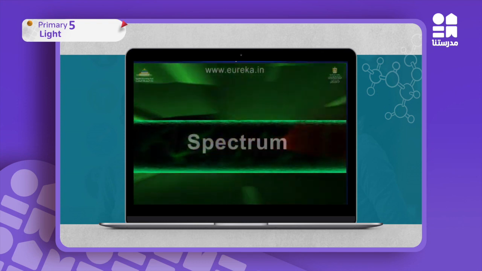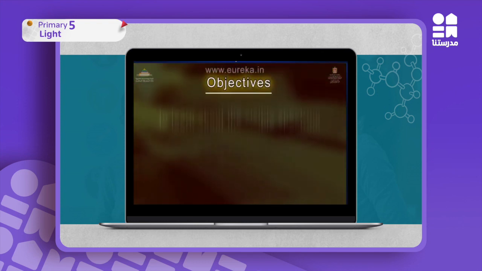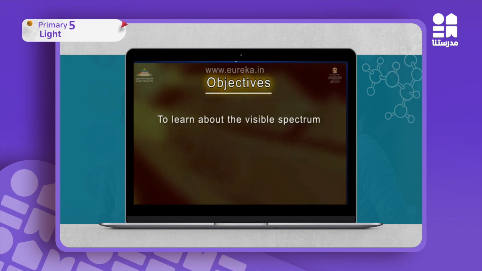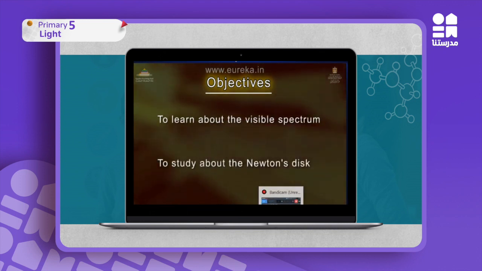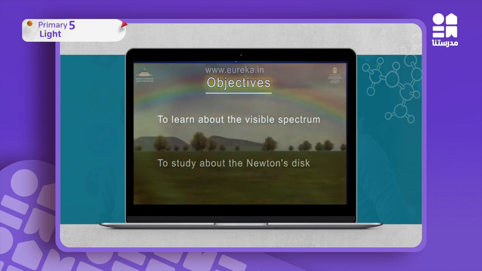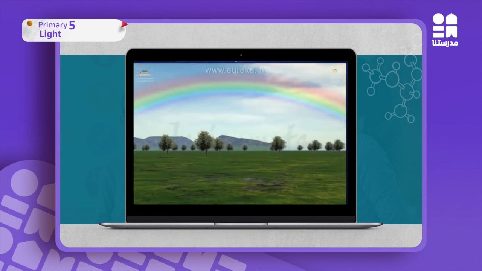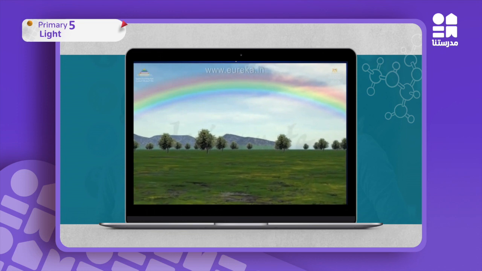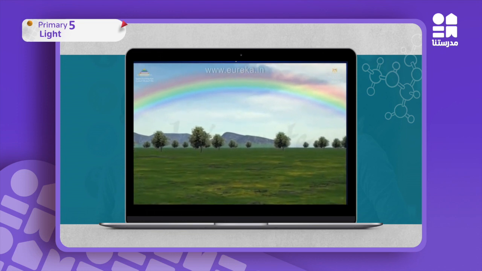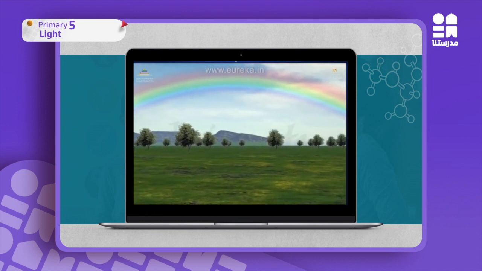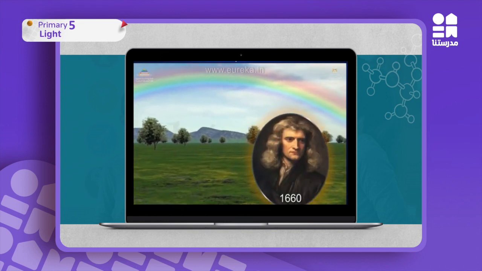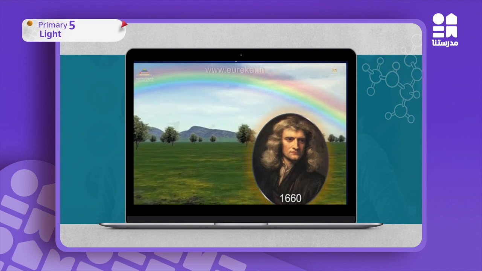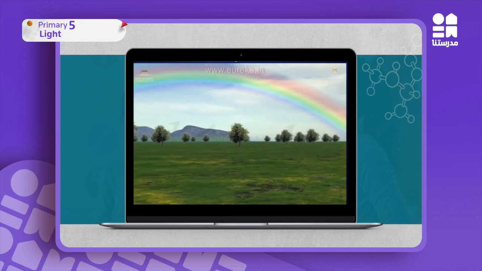Spectrum. Objectives. To learn about the visible spectrum, to study about the Newton's disk. We all have seen a beautiful rainbow. A rainbow shows 7 colors even though the sunlight appears white. In the year 1660, Sir Isaac Newton conducted an experiment to study sunlight. Let us perform the same experiment.